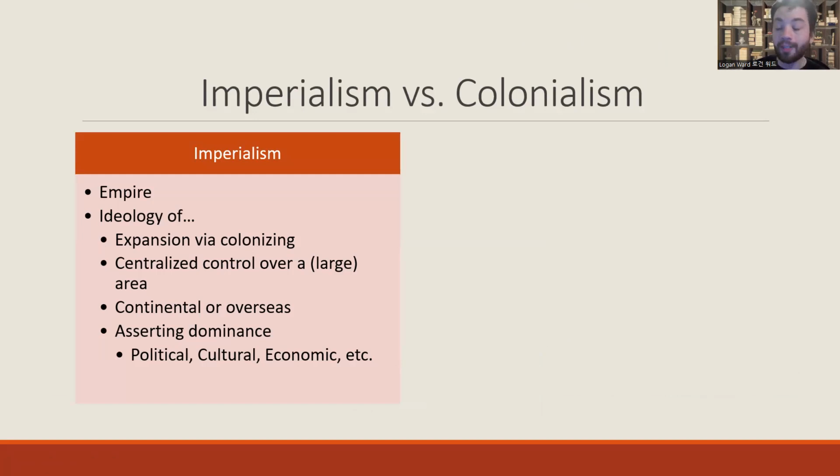Imperialism typically refers to the ideology, particularly of expansion via colonizing. So we'll get to that. An empire typically maintains some form of centralized control over all the areas that it absorbs to procure its interests in those areas. So, for example, resources, whether it's natural resources or human resources. An empire can be continental or overseas. And in practice, empires assert not only political dominance, but also cultural and economic dominance over those areas, right?